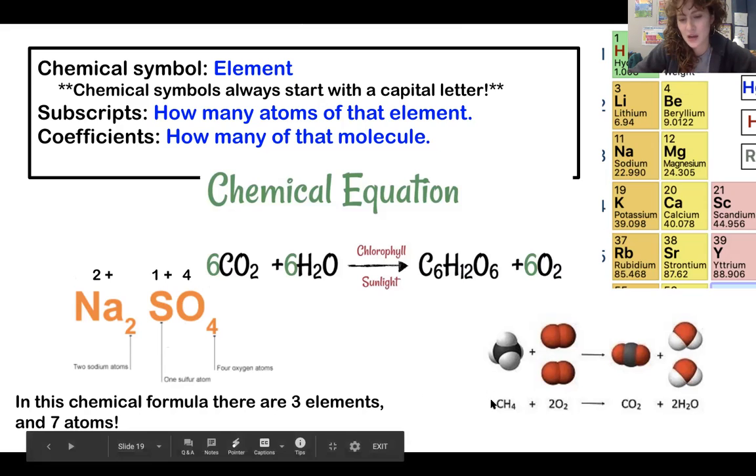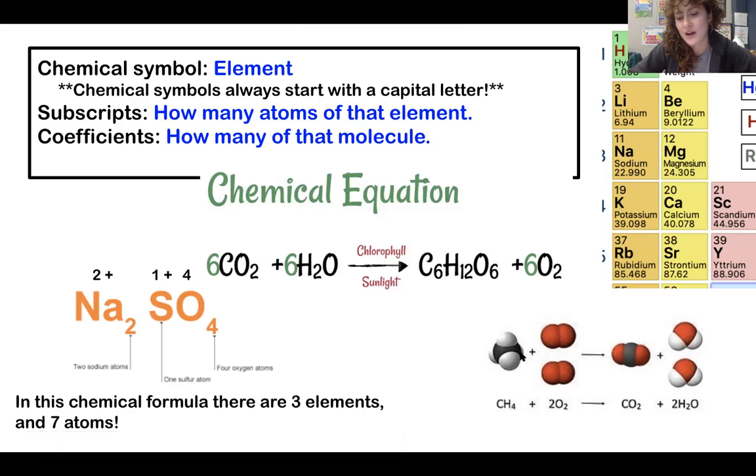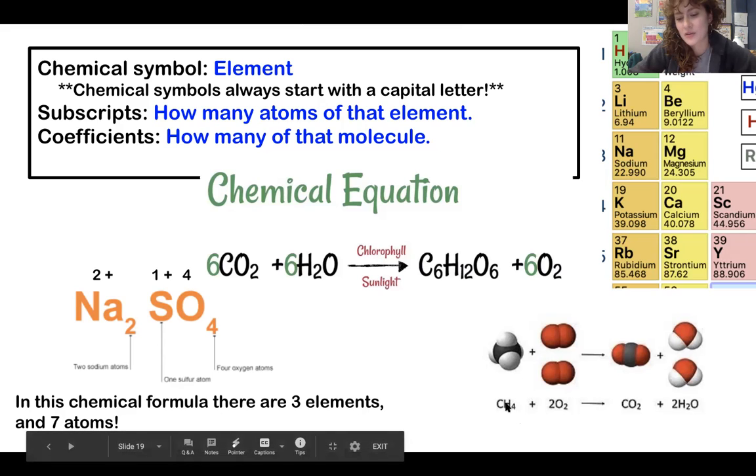Okay, so maybe let's try CH4. So there's C with no number, so that's 1. And then H has a 4, so that's 5. 1, 2, 3, 4, 5. This chemical formula has 5 atoms, but only 2 elements because there's 2 capital letters.